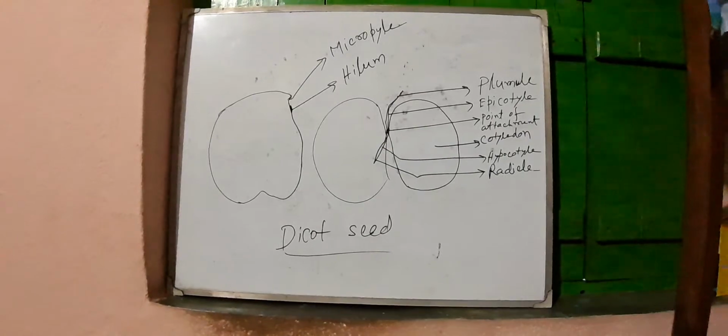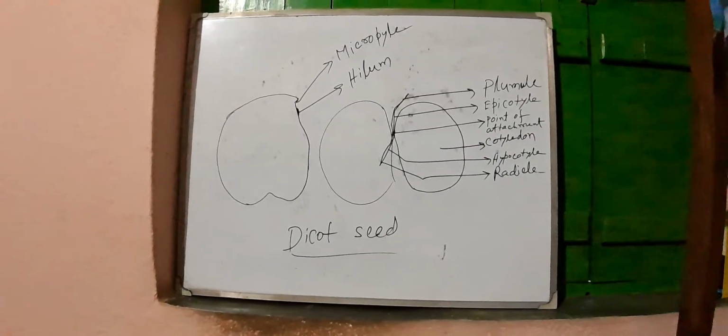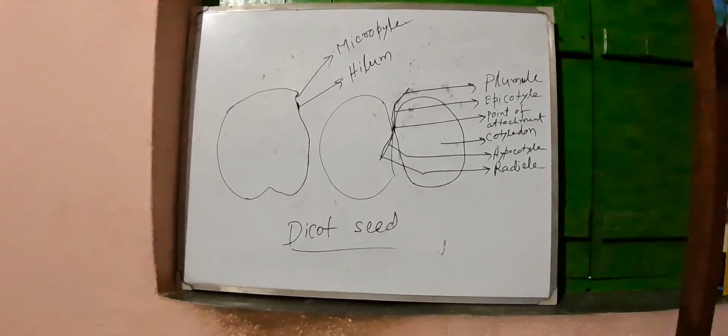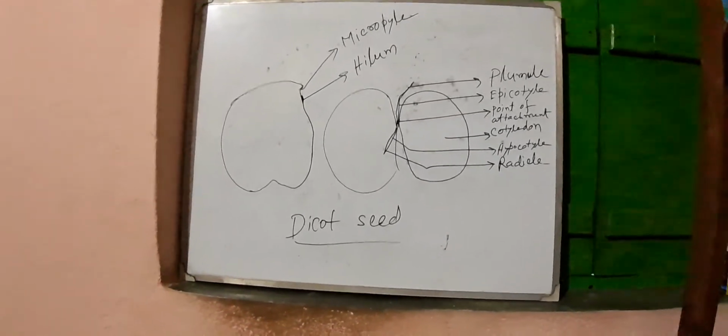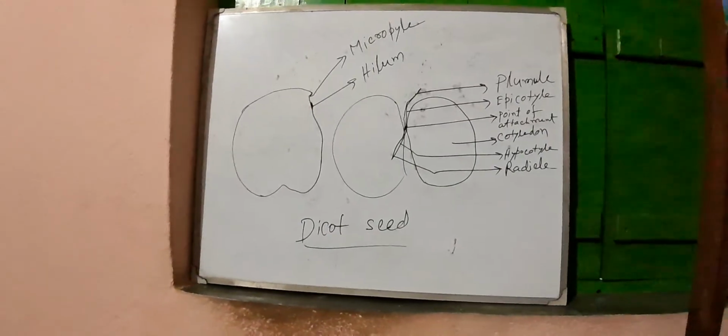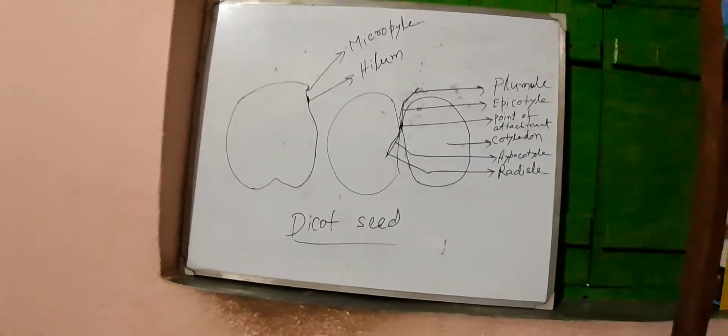Today we shall discuss the different parts of a dicot seed. Why are we calling it a dicot seed? Because two cotyledons are present, that's why it is called a dicot seed.